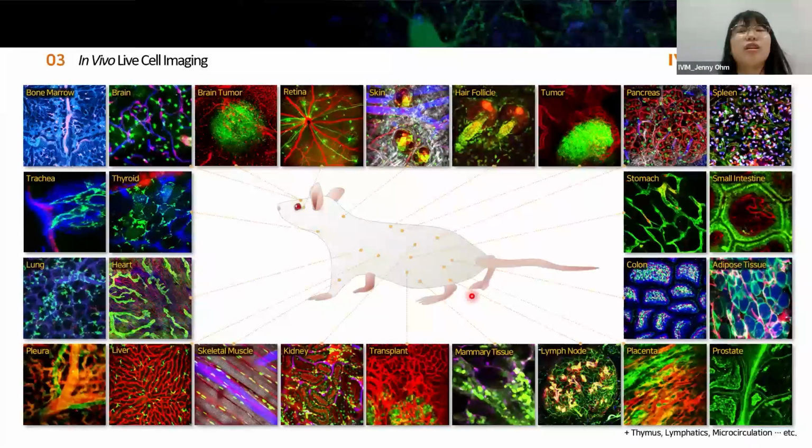And through IVM Technology's intravital microscopy system, which is optimized for in vivo imaging, we were able to capture imaging results from a wide range of organs. For example, shown today, the ear skin and the brain. But not only that, we can also see the liver, the kidney, the heart, the lung, and even the lymph node and colon.